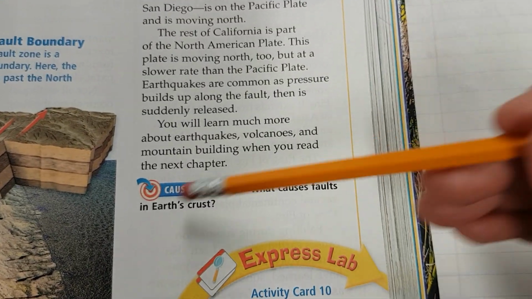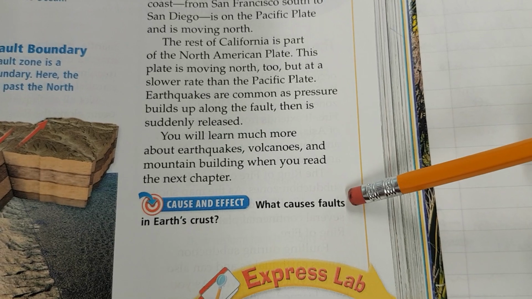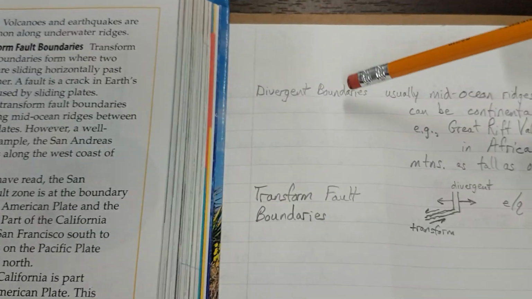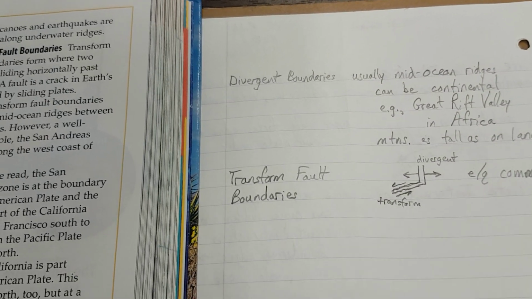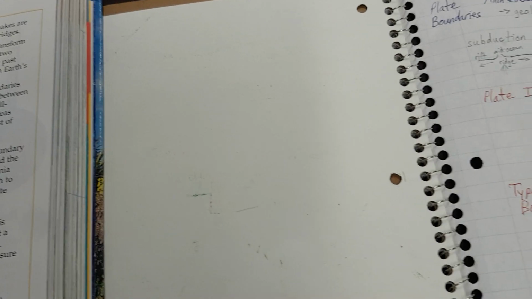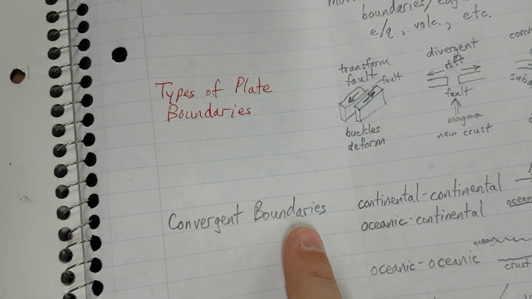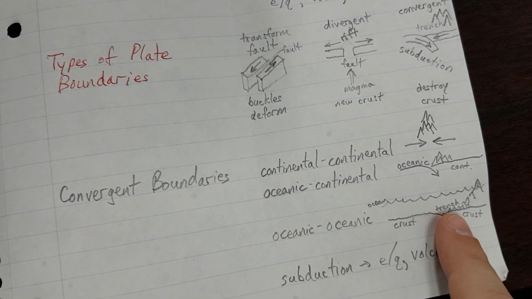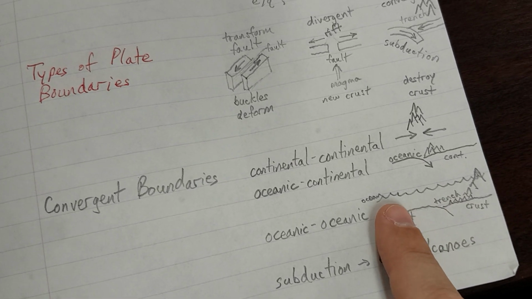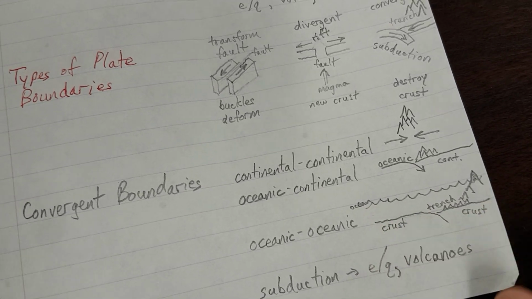What causes faults in Earth's crust? Okay, a fault is a crack in Earth's crust and is caused by movement at the boundaries. So, for example, convergent boundaries cause trenches at the faults where one part of the crust is subducted under the other.